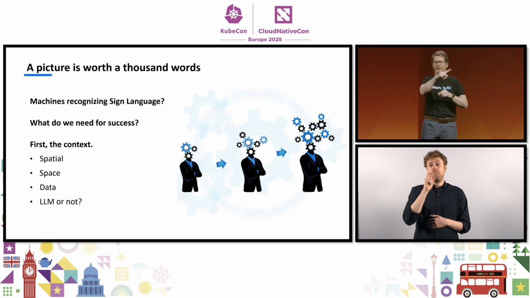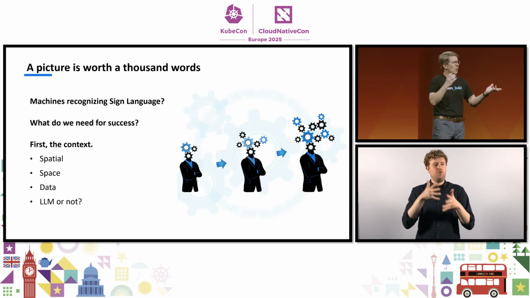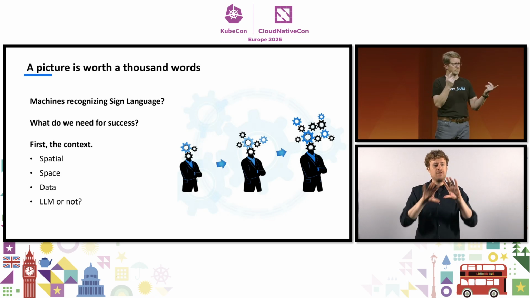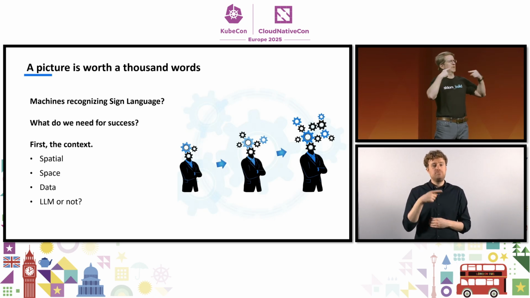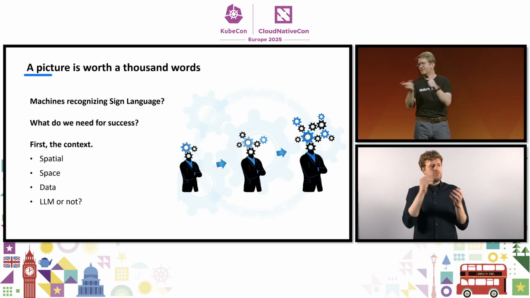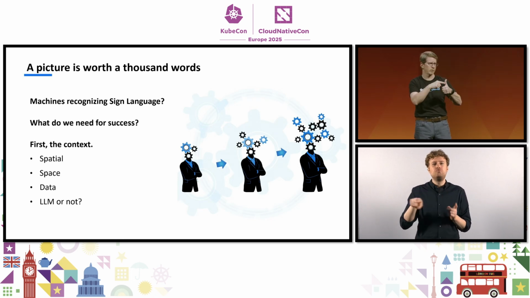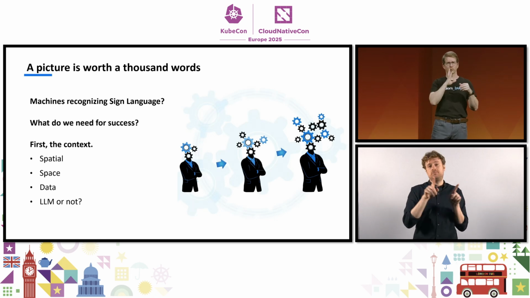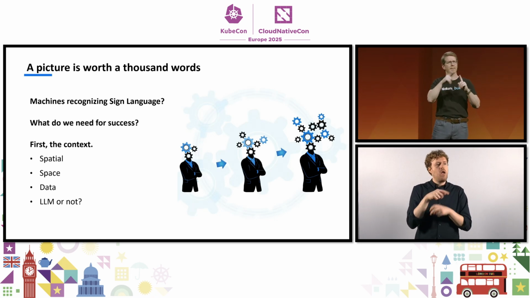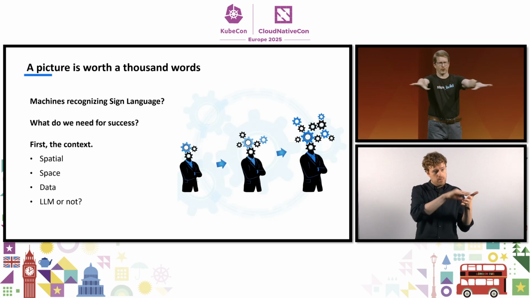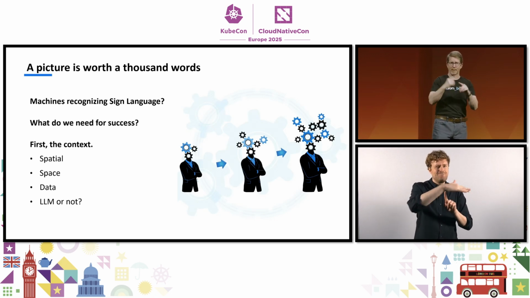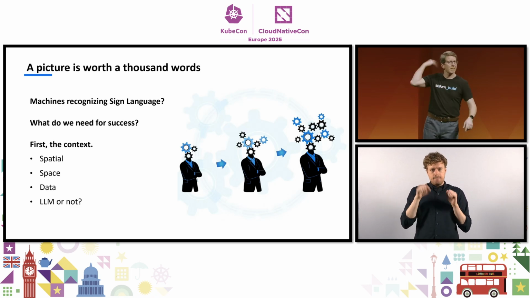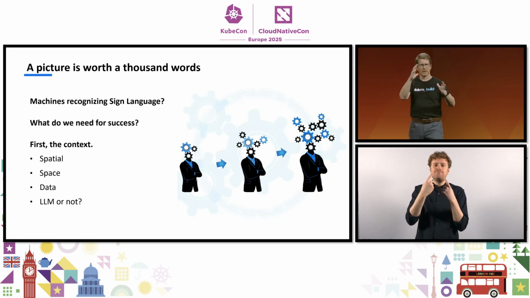So a picture's worth 1,000 words, right? I'm sure you've heard that if you're an English speaker. And so with sign language recognition, it's quite difficult. What we need to succeed with that is really, we need the context. It's very spatial as a language, so when I'm signing here, I'm talking about the future. It'd be out here in front of me. If I'm talking about the present, it's right here, closer to my body. And if I'm talking about the past, it's behind me.